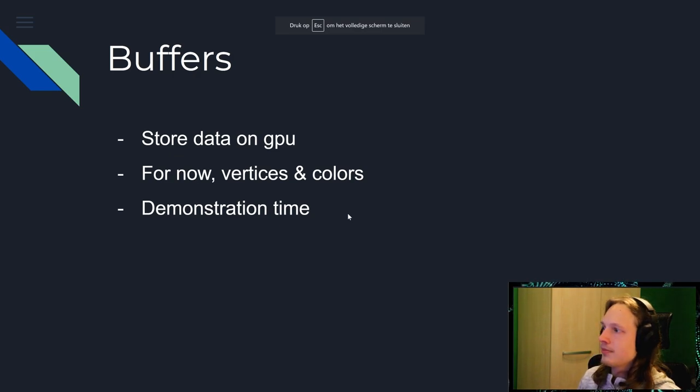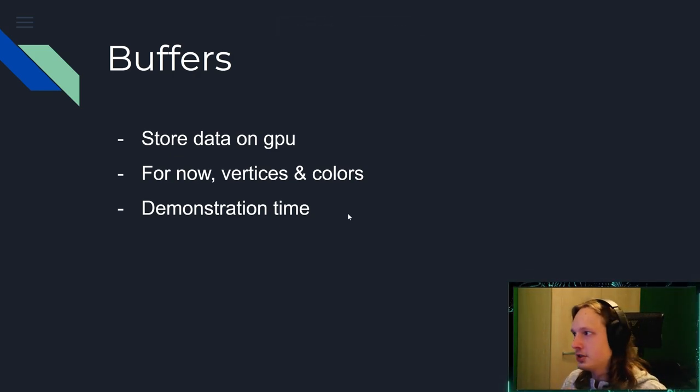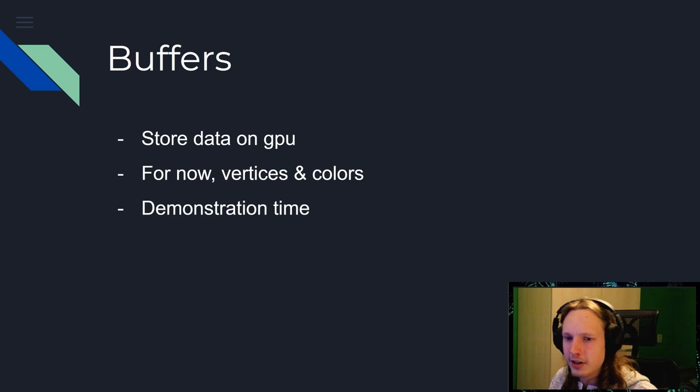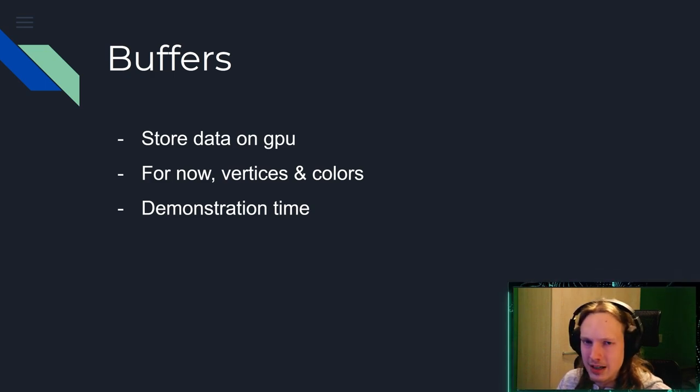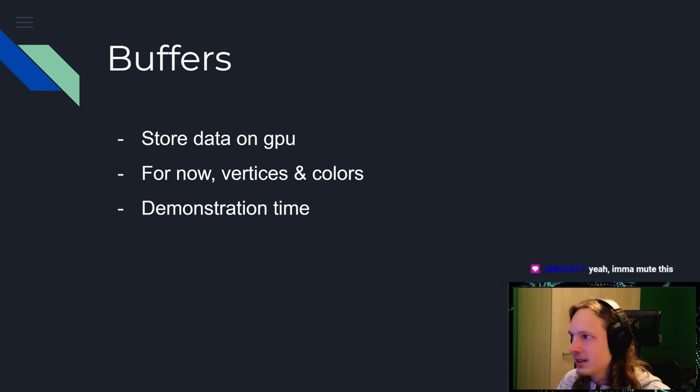There we are. Now we have the buffers stuff. Buffers are basically little arrays that are stored on the GPU, so on the graphics card of your system. That means that you can load in some data, let's say colors and vertices or normals or anything else, and store that stuff on your graphics card. And that means that in your shaders, you will be able to access them, which is very, very useful, of course. Now, we will need vertices and colors. Well, let's make those in a little demonstration.